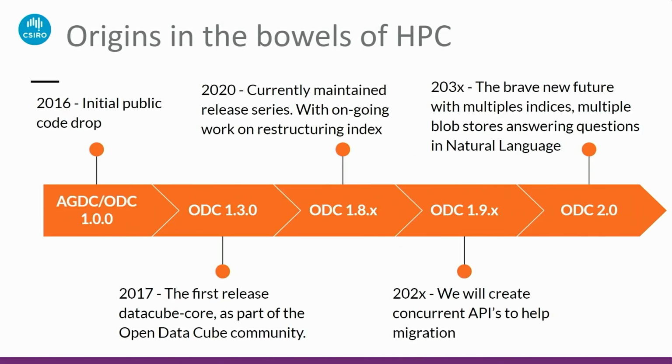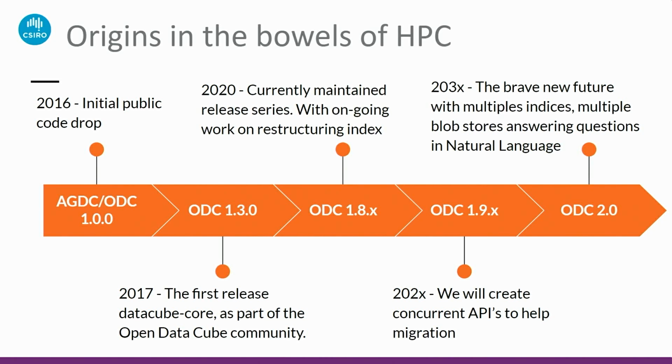So OpenDataCube started as a way to organize this data in the HPC, the high-performance computing supercomputer environment. I looked through the GitHub, and I joined the project around 2018 or 2019. And I looked through the history. It was released initially in 2016. And then it went through a bit of refactoring, renaming things from being a project for an agency to being open sourced. It was renamed from Australian Geoscience DataCube to the OpenDataCube.